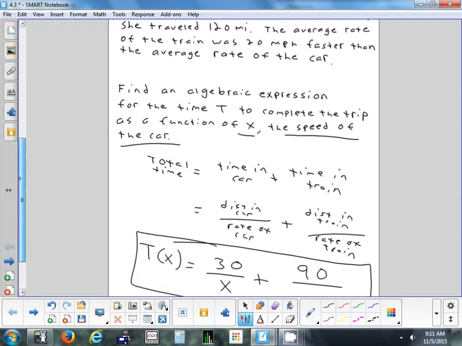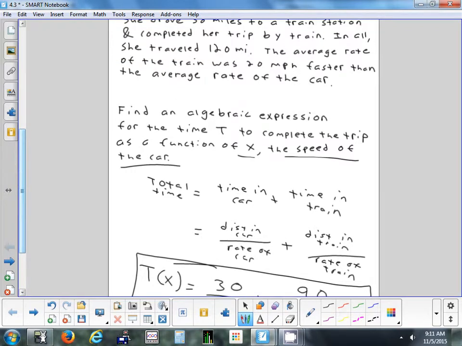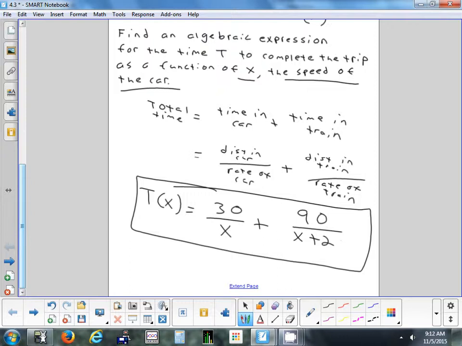Now the rate of the train. Yeah, it's 20 faster than the car. Well, the car is x. So if you want to go 20 faster, you go x plus 20. And there's your formula for the time to complete the trip as a function of the speed of the car. So now you tell me the speed of the car. I can fill it in for x and then find out how long it takes to make the trip. Any questions on the formula?